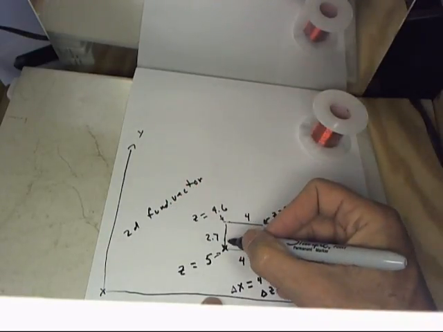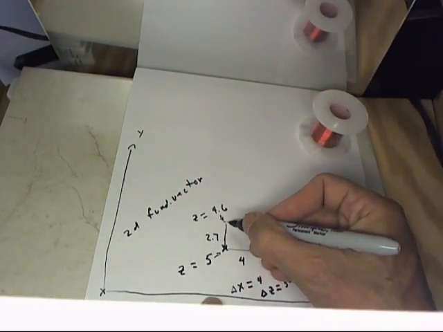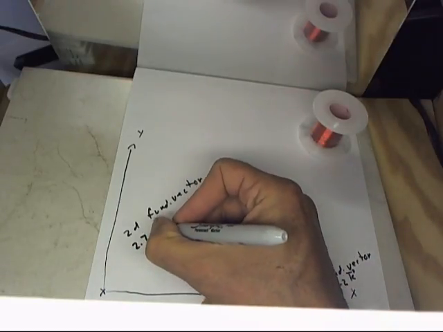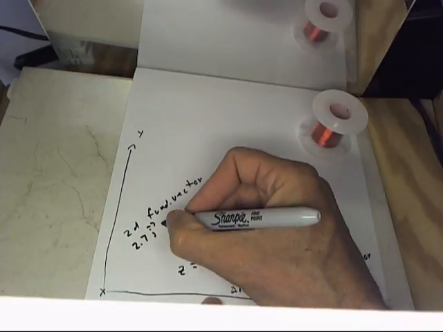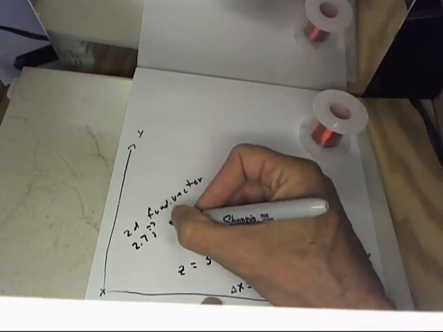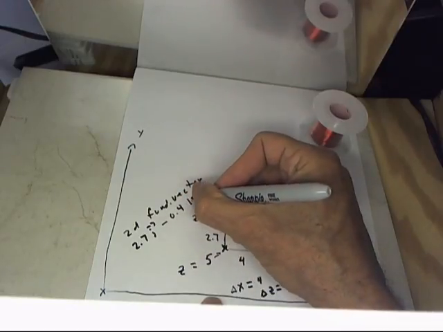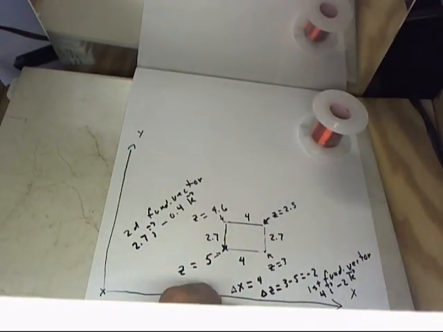is 2.7 units in the y direction, which is 2.7 times the j vector, j being the unit vector in the y direction, minus 0.4 units in the k direction.